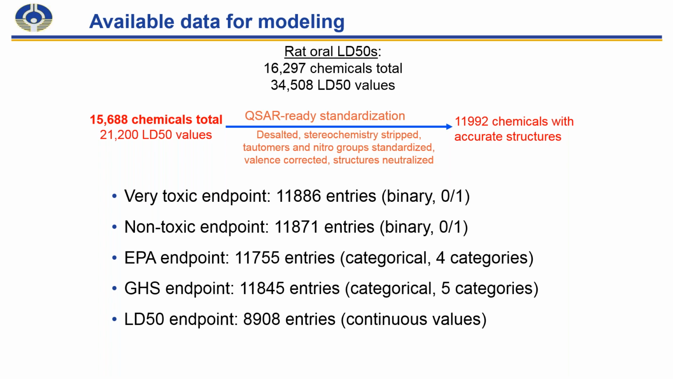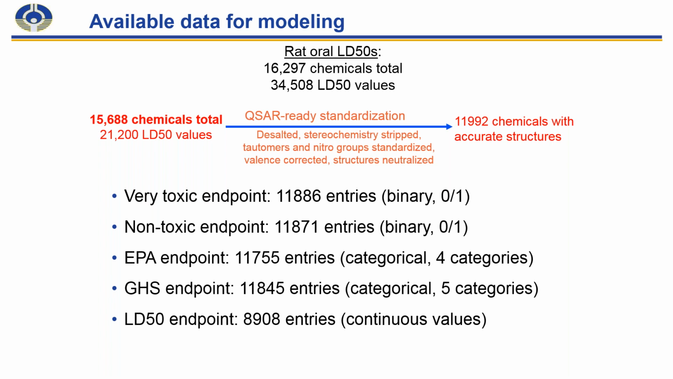Trying to build categorical models that correspond to those different classification and labeling schemes, so the EPA categories, the GHS categories, so multi-class, 4-class, or 5-class models. And then, of course, trying to predict those actual quantitative LD50 values by building regression models that will predict a continuous endpoint of that LD50.